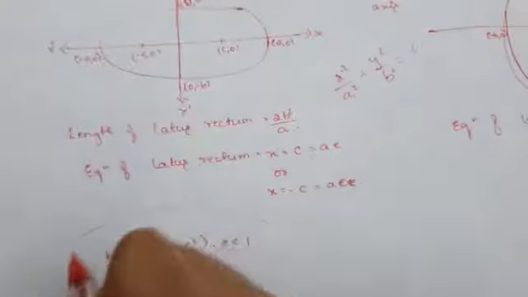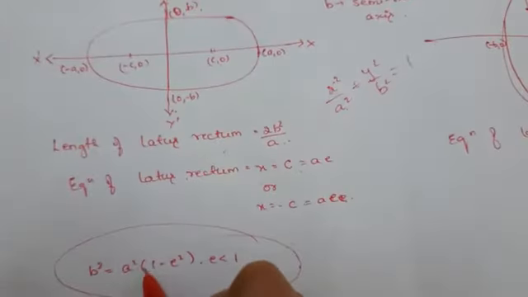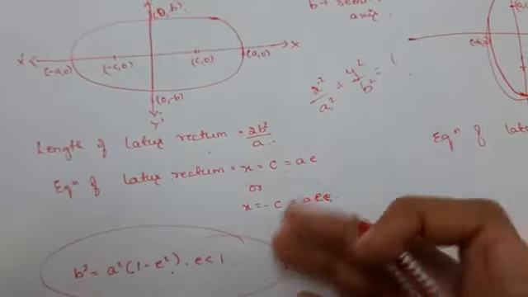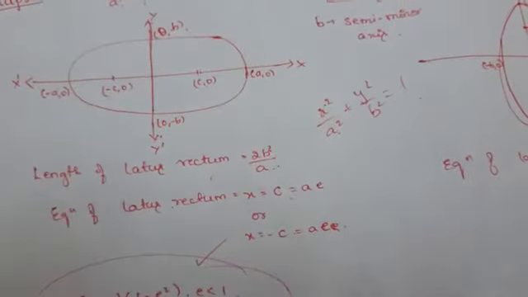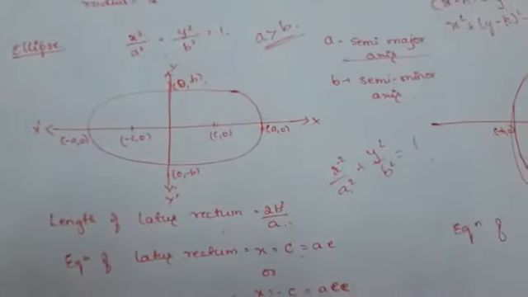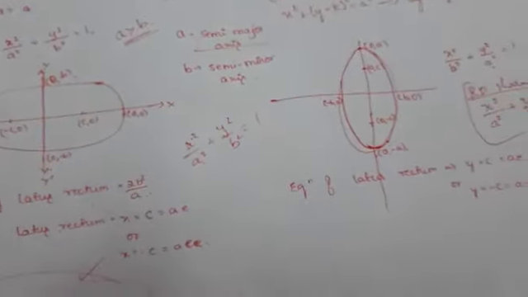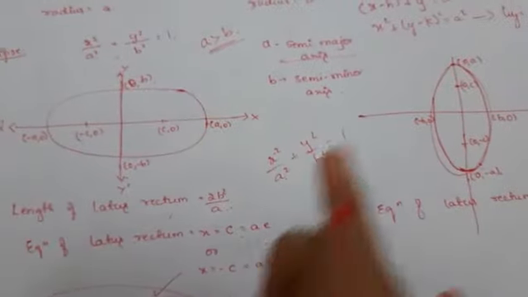Another thing, we are having another formula, that is b square is equal to a square into 1 minus e square, where e is less than 1. Even this formula might be useful while we are dealing with ellipse type problems. So these are the basic things which we need to note down. Please pause the video and note down what is there regarding the ellipse in this page or in this video.